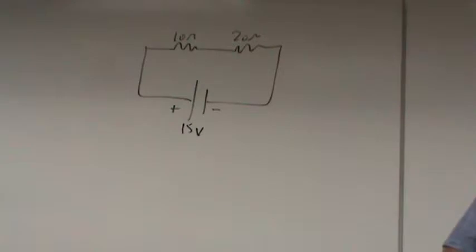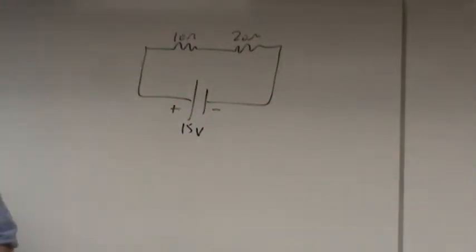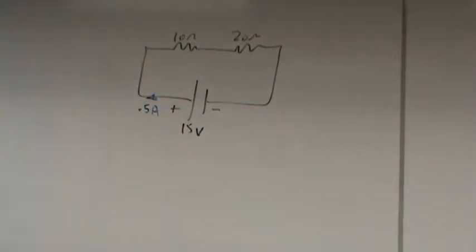You guys tell me, what's the current coming out of that battery? What's the current coming out of the battery? Yeah, 0.5. You were right. I mean, 0.66 was right, except you did your math wrong. So you guys are okay with that. Yeah, 0.5 amps coming out of the battery. I got 15 volts divided by 30 ohms.